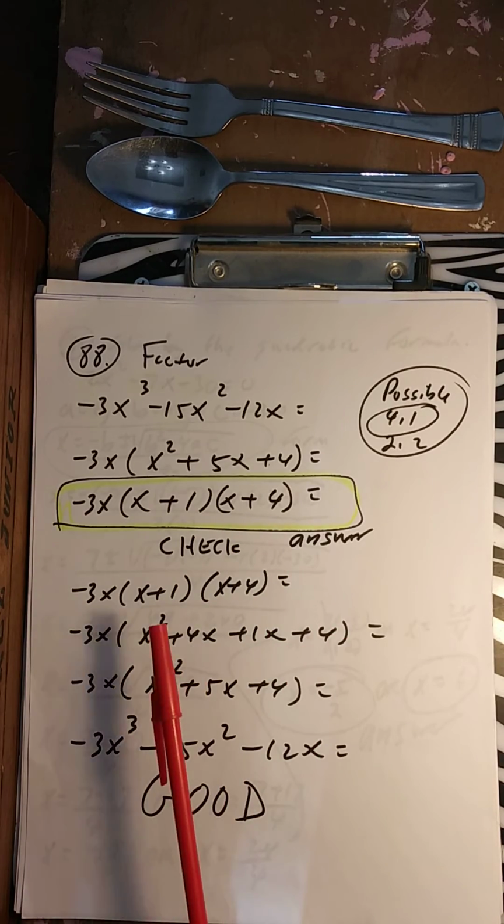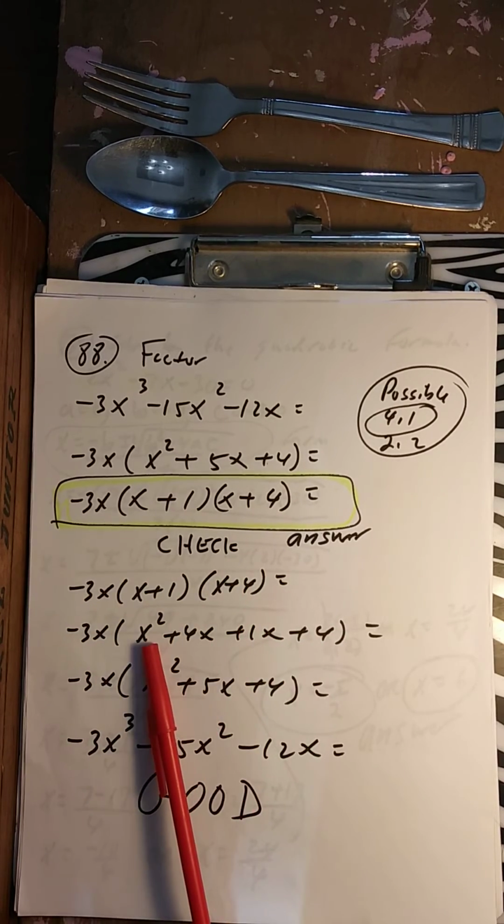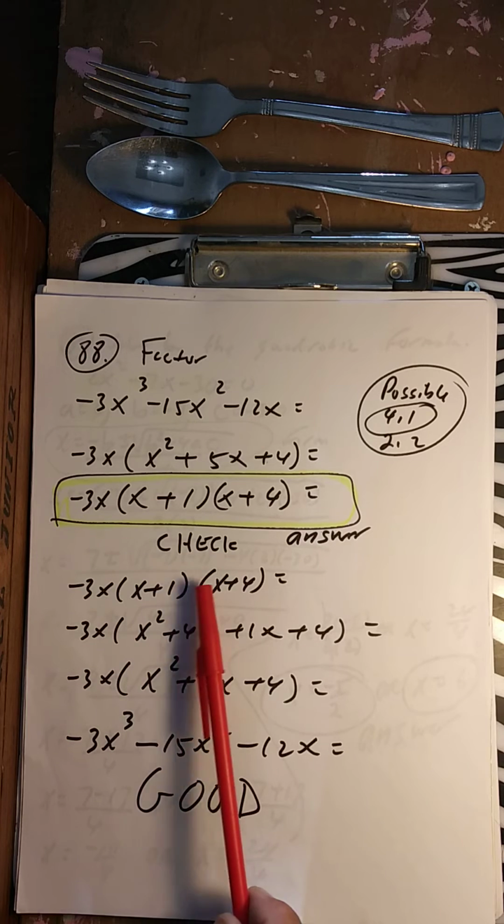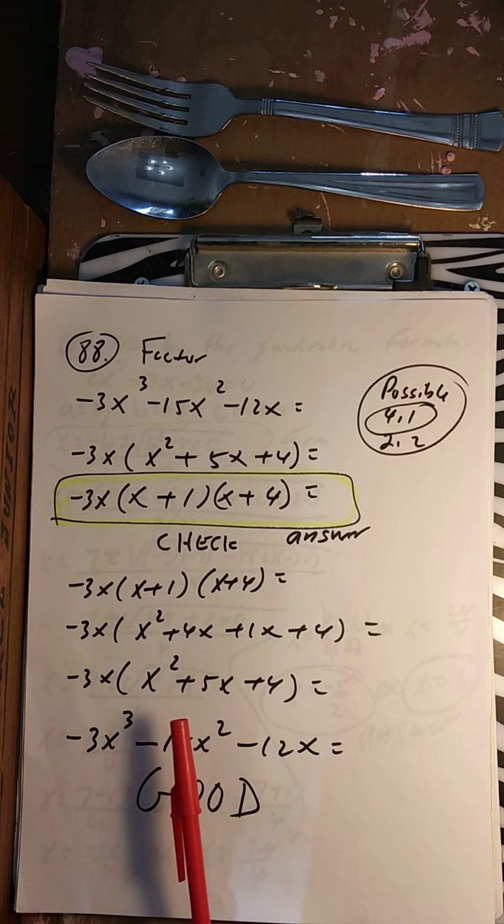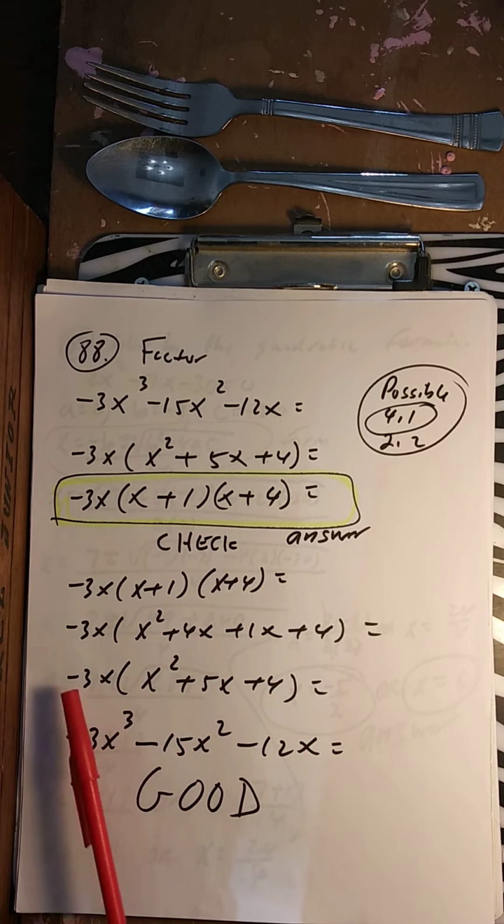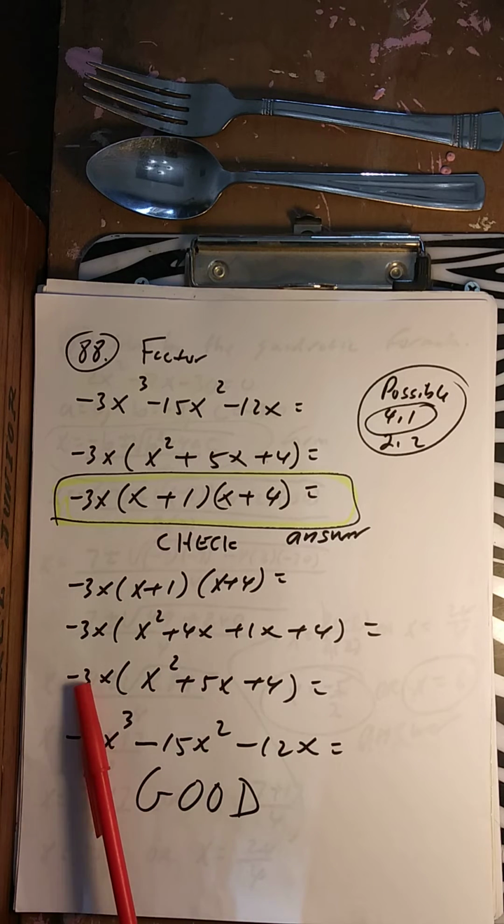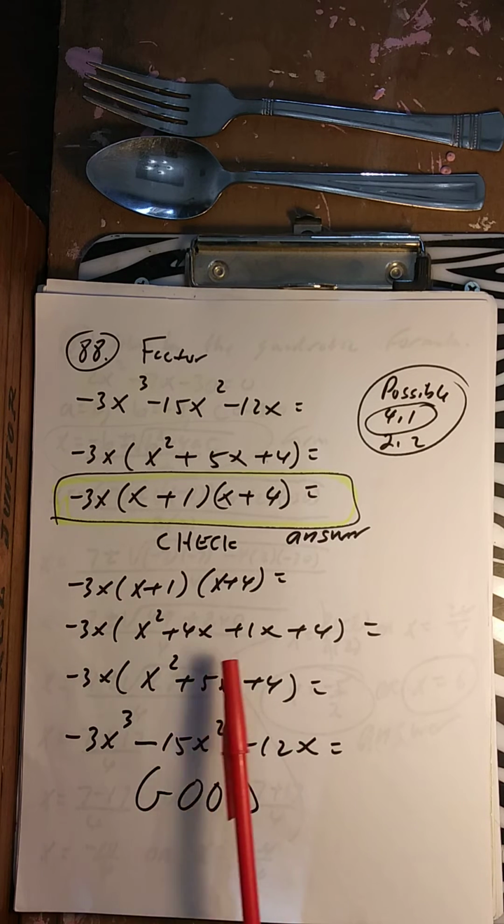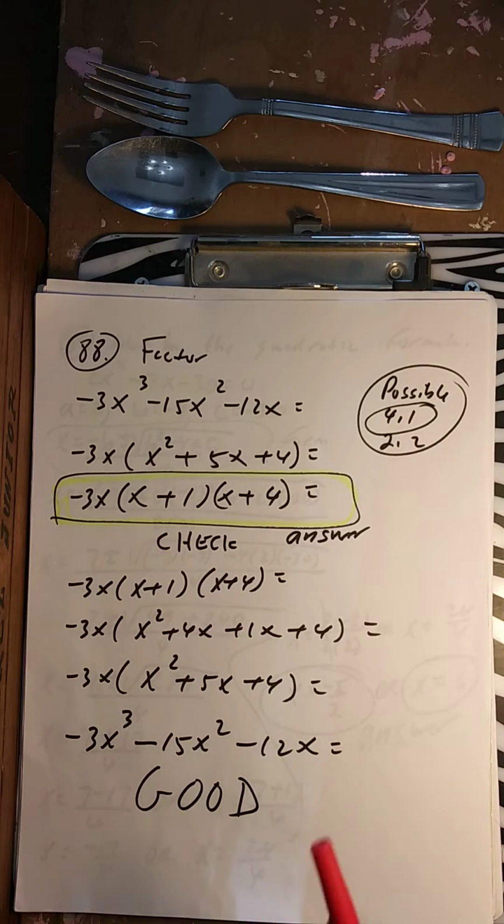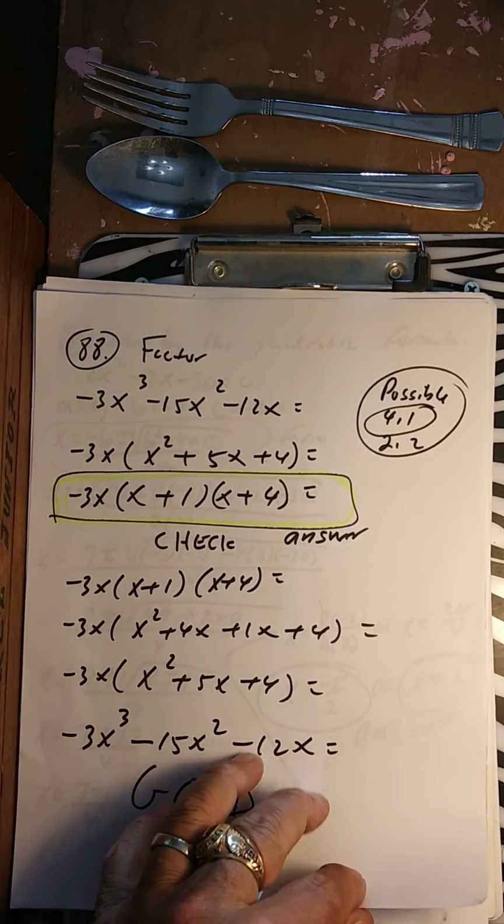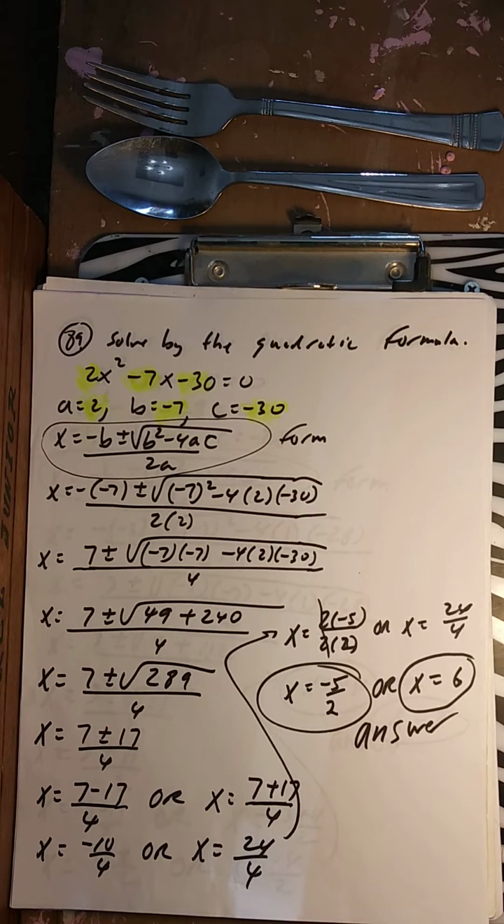Check, check, check. So x times x squared. X times that is 4x. 1 times that is 1x. 1 times that is 4. X squared plus 5x plus 4. Multiply these two numbers. Negative 3x cubed. That times that is negative 15x squared. And that times that is negative 12x. Does that match? Yes. Good. It matches exactly.